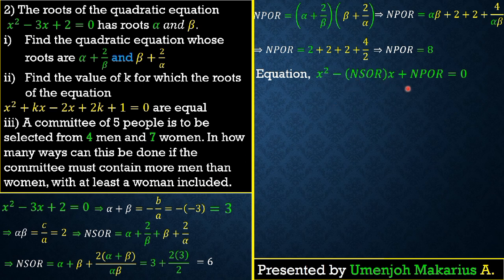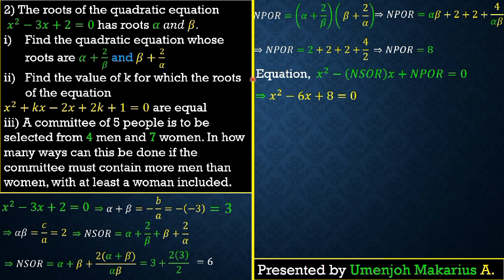Now guys, our quadratic equation normally has to have the form x squared minus the sum of roots x plus product of roots equal to 0. What is our new sum of roots, guys? It is 6. What is the new product of roots? It is 8. So putting everything, guys, we are going to have x squared minus 6x plus 8 equal to 0. Great, that's it.